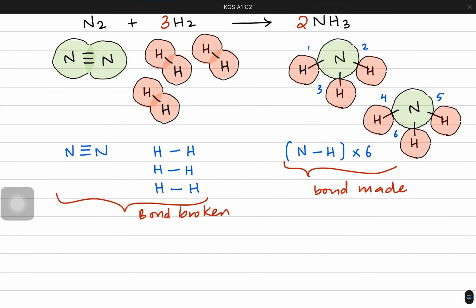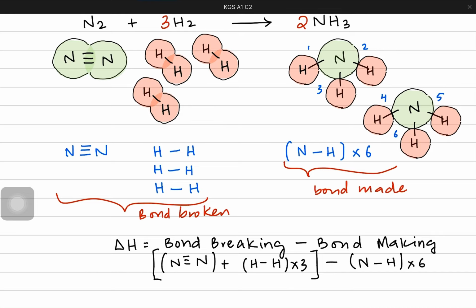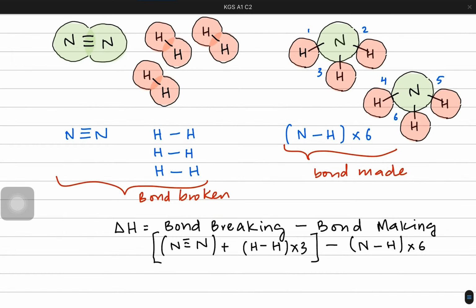Let's refer to the bond energy values and let's see. The total enthalpy should be bond breaking, which is positive, minus bond making, which is energy released. So bond breaking minus bond making. The nitrogen-nitrogen triple covalent bond and 3 times hydrogen-hydrogen single covalent bonds are the total energy absorbed, minus the nitrogen-hydrogen single covalent bonds times 6, because it is going to be released over here.